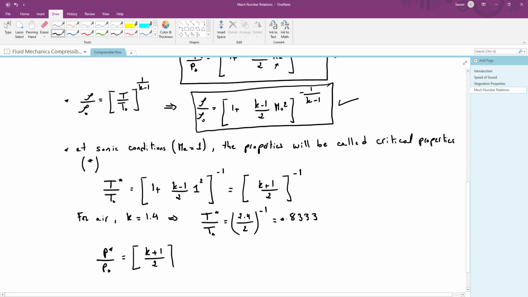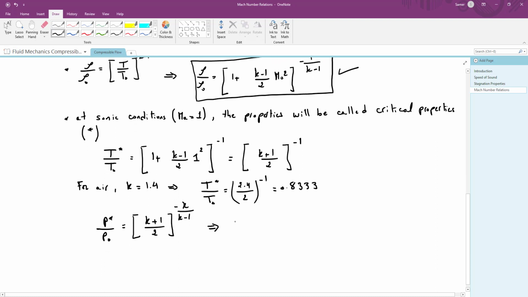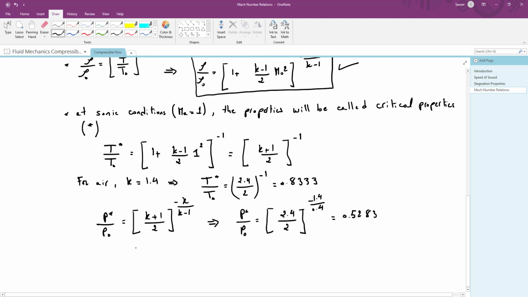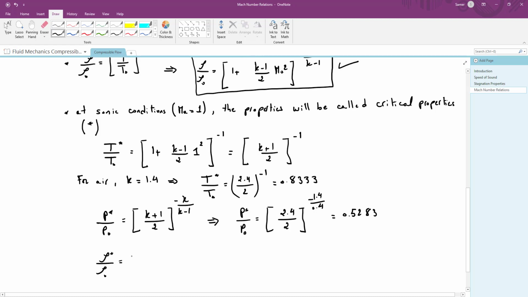Now for the pressure, at the critical condition, P star over P naught is similarly K plus 1 over 2, however the power changes to minus K over K minus 1. For air, meaning K equal to 1.4, P star over P naught is 2.4 over 2 to the power minus 1.4 over 0.4, which is 0.5283. Similarly, for the density, rho star over rho naught is K plus 1 over 2 to the power minus 1 over K minus 1. For air, this ratio is 2.4 over 2 to the power minus 1 over 0.4, which is 0.6339. So these are the properties of an ideal gas evaluated at the sonic condition, what we call the critical properties.